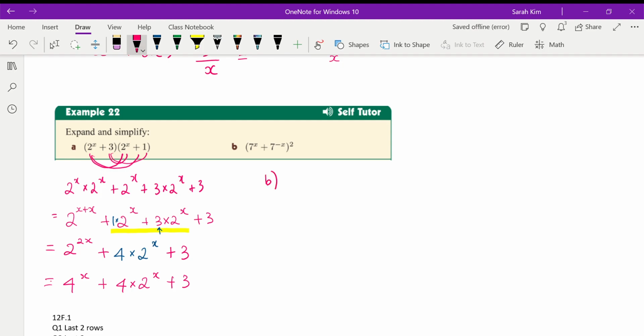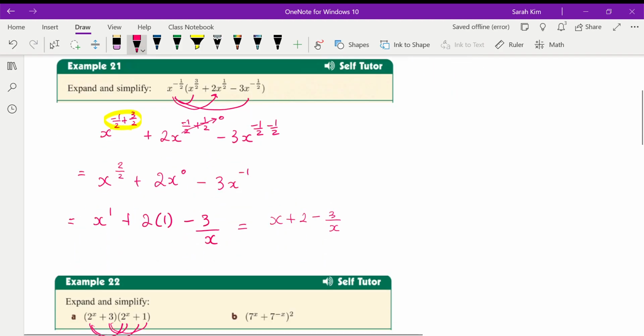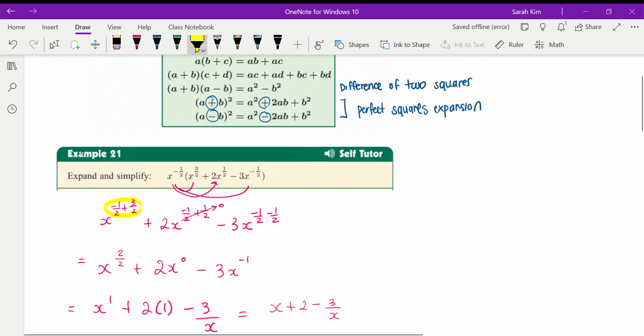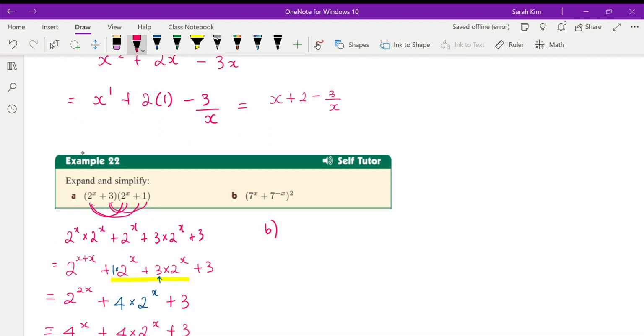B, let's have a go at this one. So this one, you can use one of the other rules. You can use the perfect square rule, and it was a plus, so you can use this rule over here. So I'm going to copy that down. So it should turn into a squared plus 2ab plus b squared. My a identifies as 7x. My b identifies as 7 to the power of minus x.